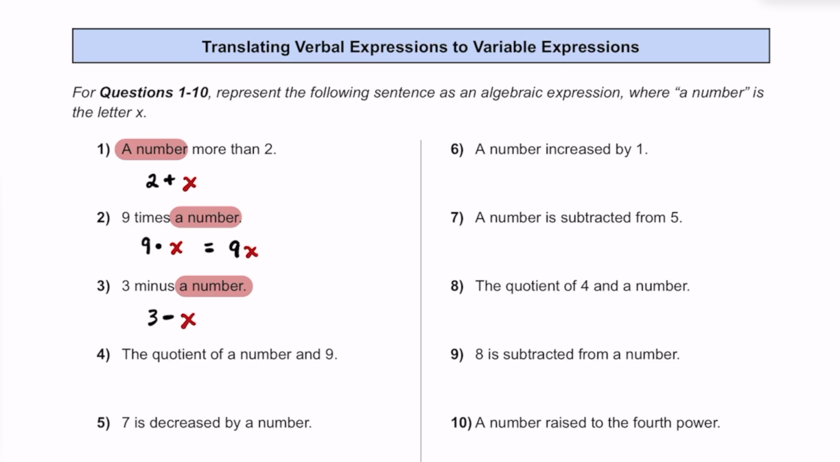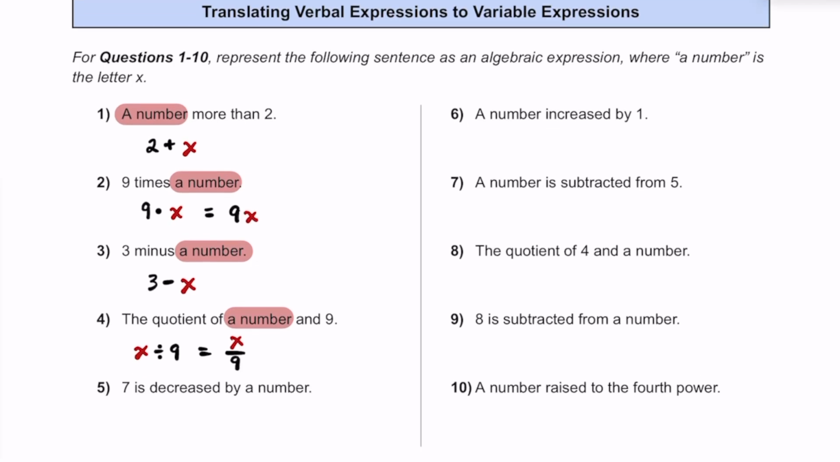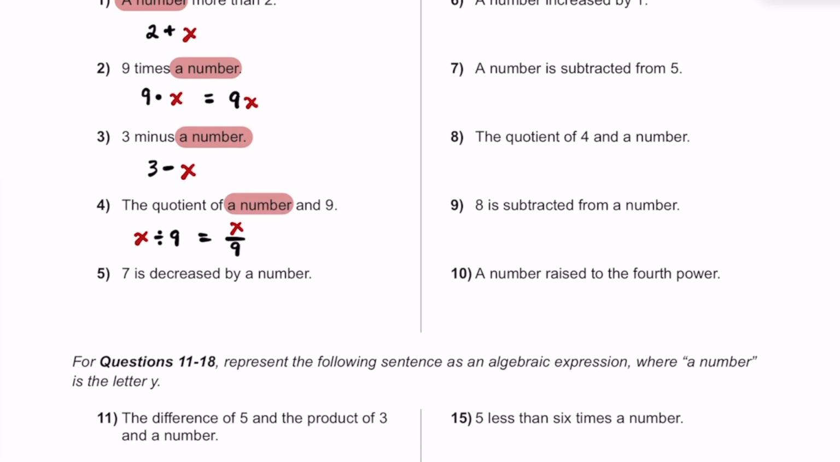In number 4, we have a quotient. Keep in mind that quotient means we are dividing. So we have the quotient of a number, which is x, and the number 9. So you could write it like this, where you have a quotient, say x divided by 9. This is one way you could write it. Another way that we'll see oftentimes in algebra is to have it written as a quotient, like a fraction. So we're going to have x over 9, which is also the same thing, just written in fraction form instead.